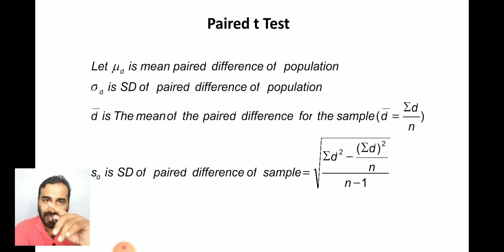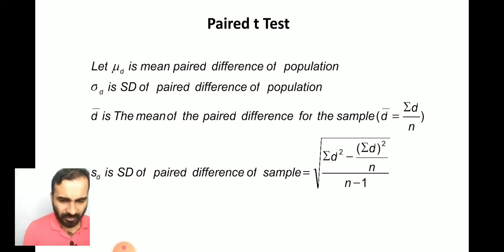Then sd is the standard deviation of the paired difference of the sample. Not sd bar, small sd. Small sd means we are dealing with a sample. Small sigma d means we are dealing with the population standard deviation. That's the only difference.